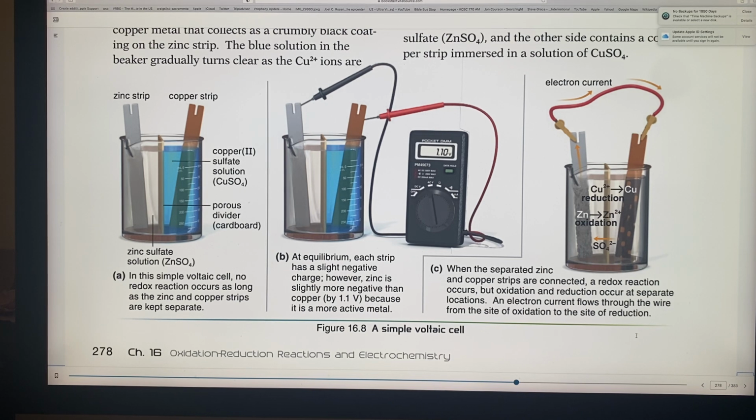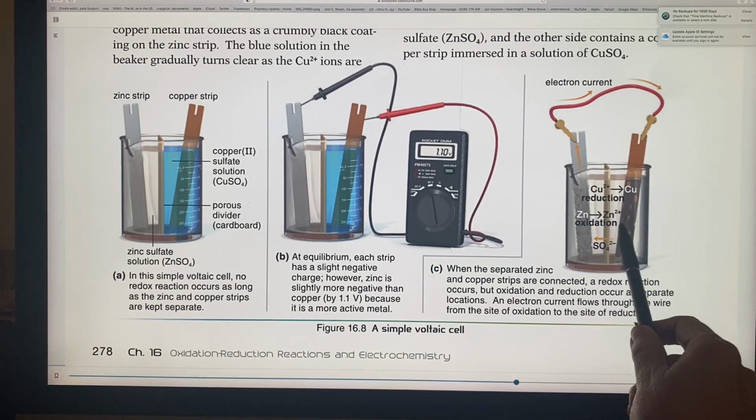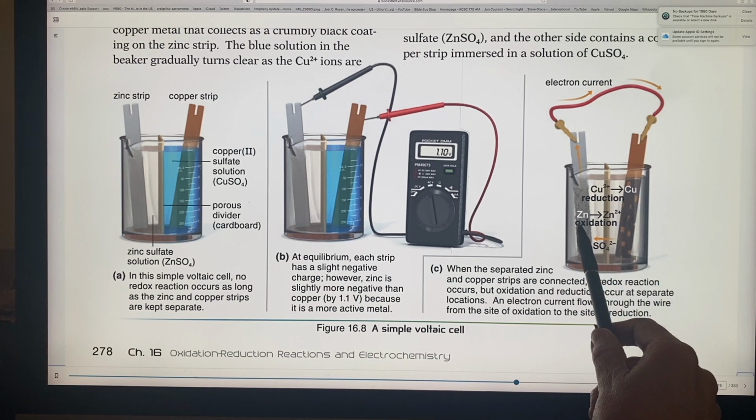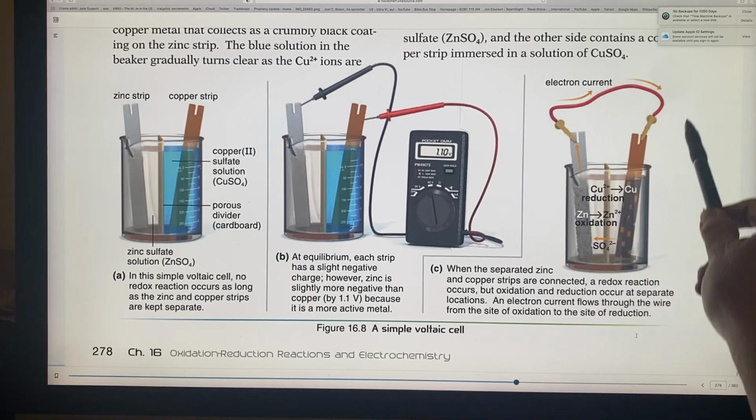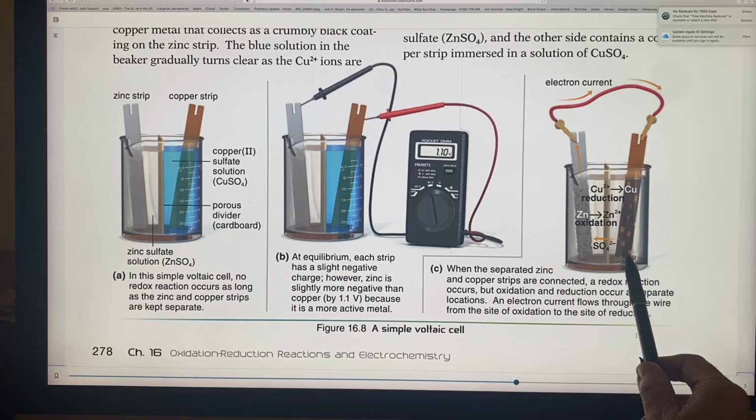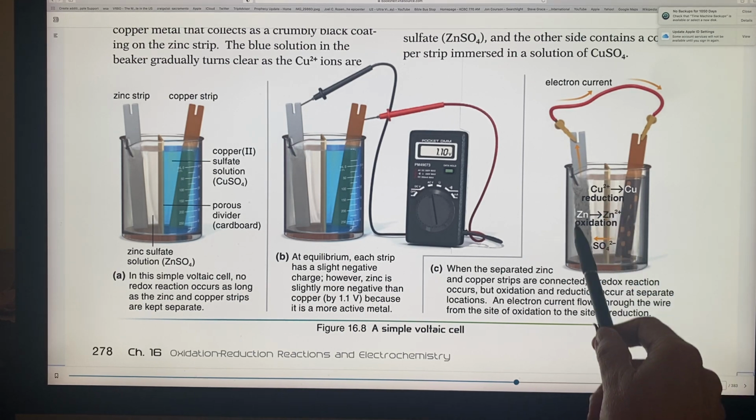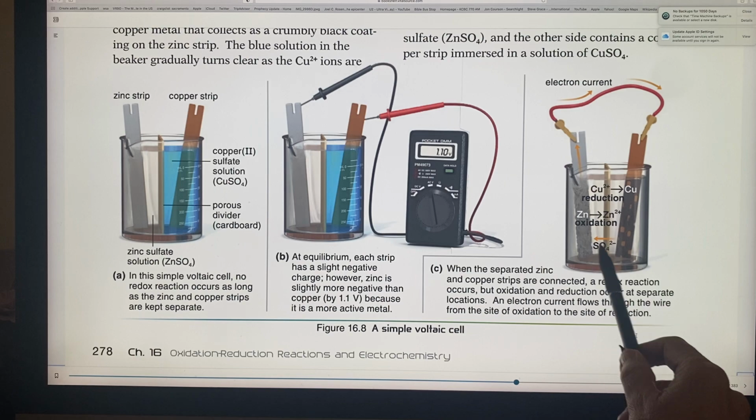The divider must prevent the solutions from mixing, because if the copper all of a sudden contacts the zinc strip, then right away it would be reduced and just jump on. If you took this cardboard out, it's preventing the copper from going there and the zinc from going here. That's why the electrons are shooting out here. Although the acid is on both sides going through, it's semi-permeable to the acid and not to the metals.